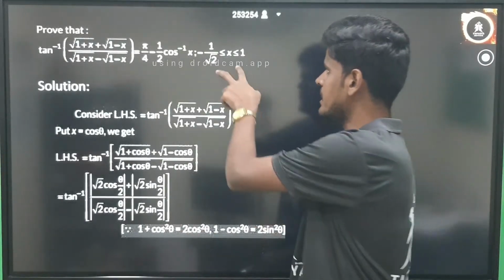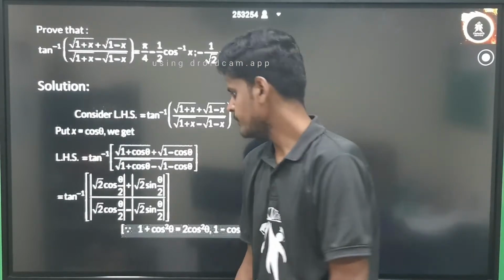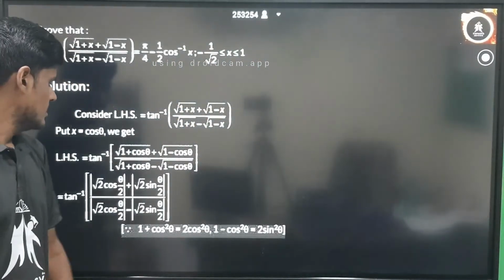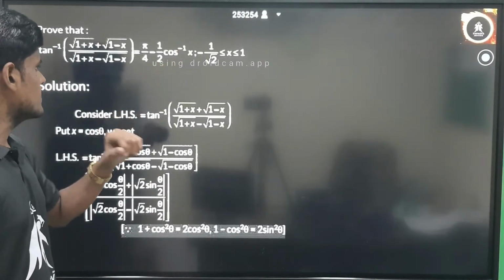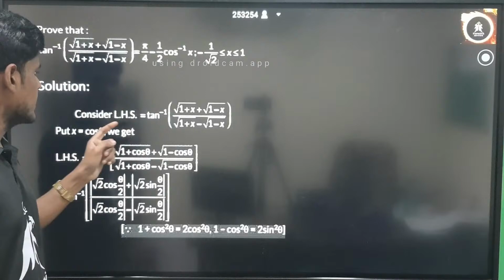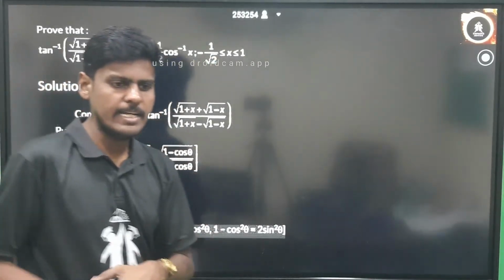Now what is given here? X lies between minus 1 by root 2 to 1. Now what is cos theta and sin theta from this? X lies between minus 1 by root 2 to 1. X is nothing but cos theta, we are substituting x equal to cos theta. So what is cos theta here?